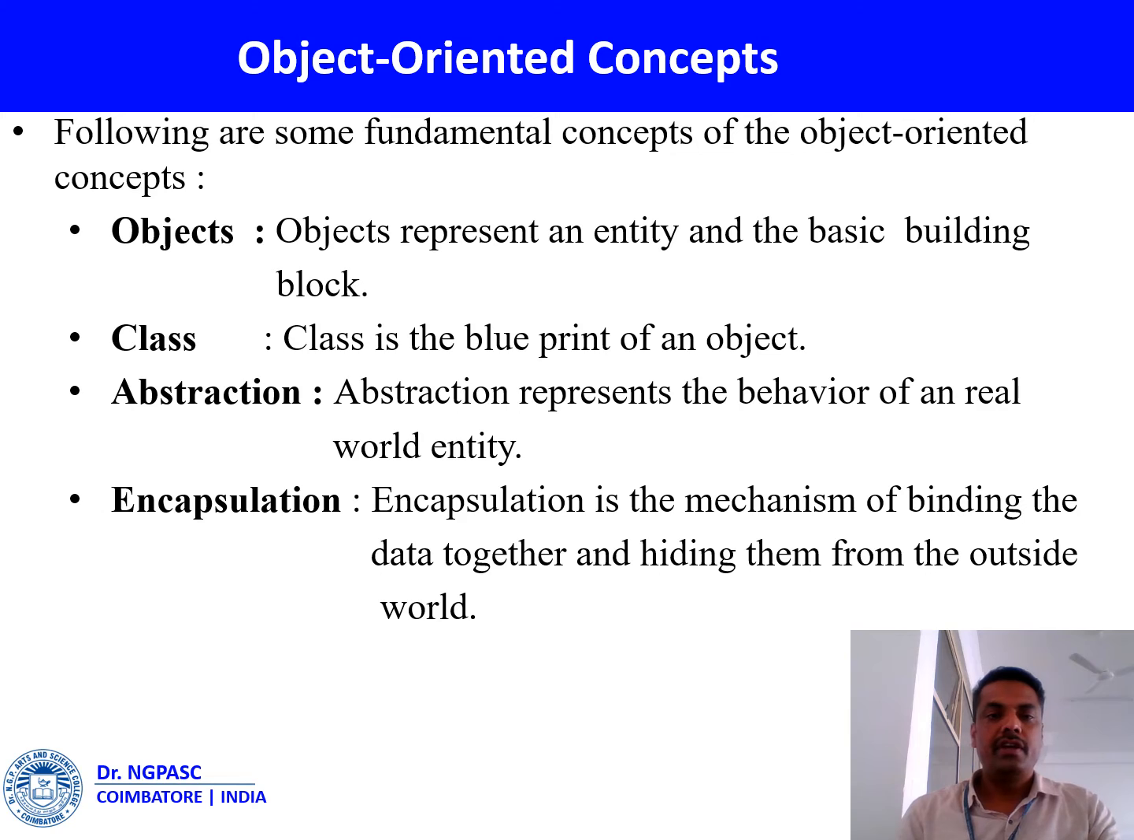Here we have some of the fundamental concepts of object-oriented concepts. Object: an object represents an entity and is a basic building block. The next one is class. The class is a blueprint of an object. The next one is abstraction. Abstraction represents the behavior of a real-world entity. The next one is encapsulation. Encapsulation is the mechanism of binding data together and hiding them from the outside world.